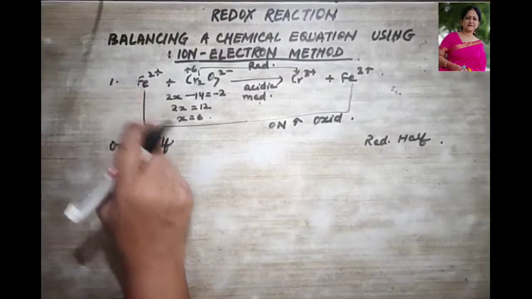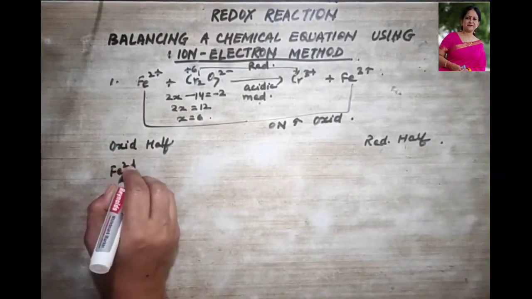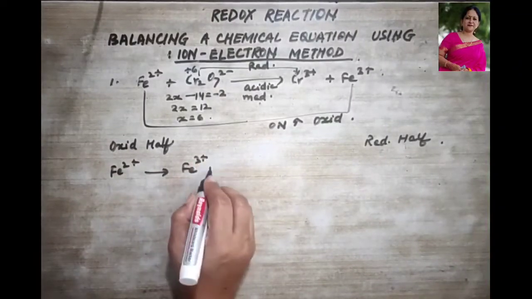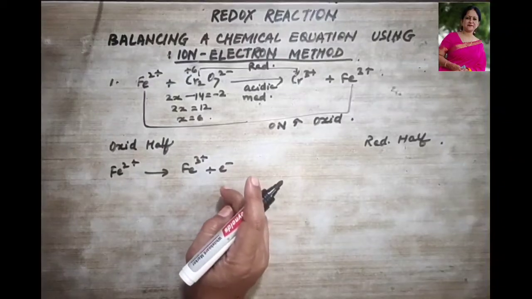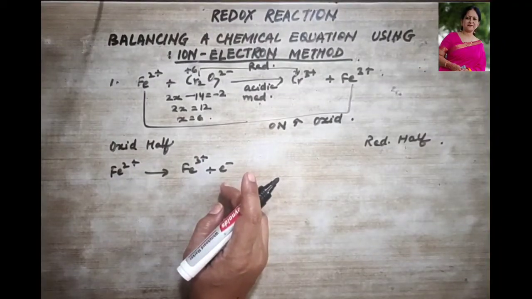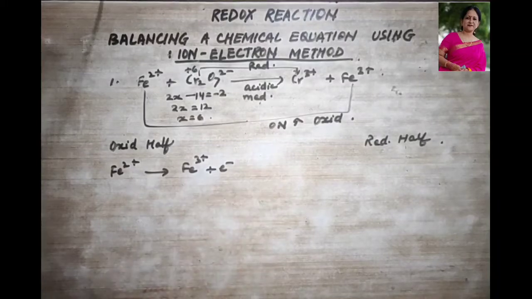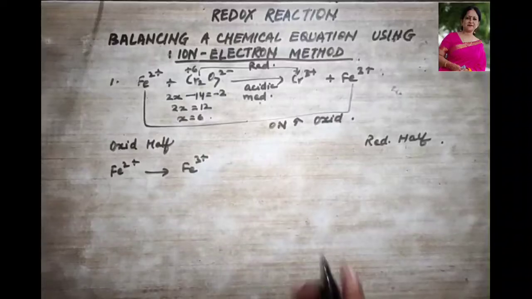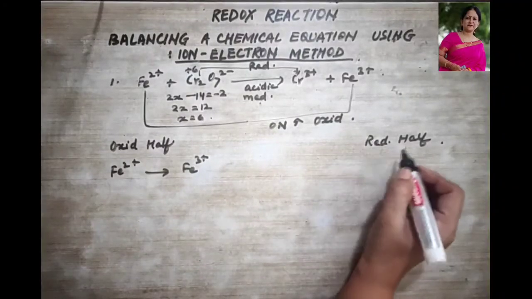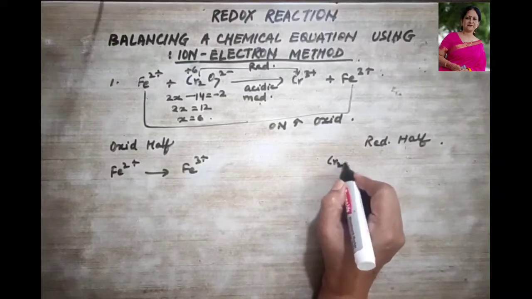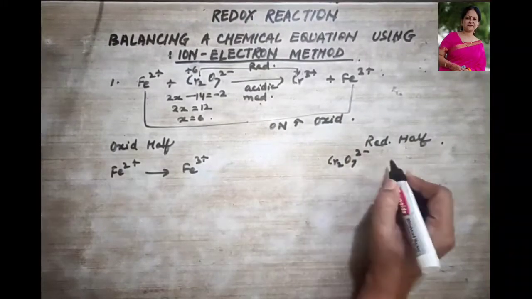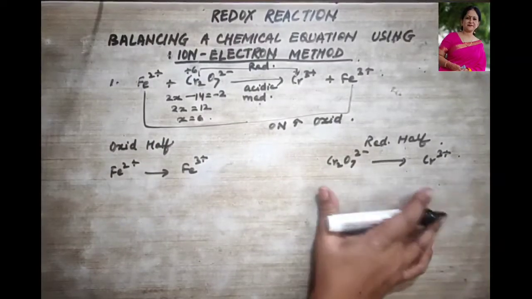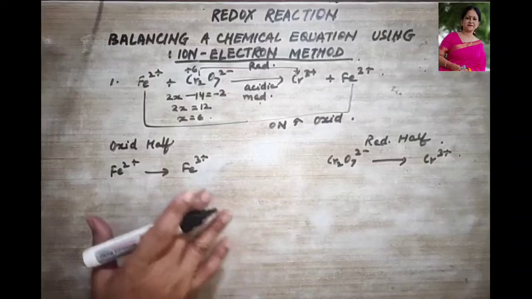Now, the oxidation half is what? Fe2+ gives Fe3+. And now let us look at the reduction half. It is Cr2O7 2- going to give us chromium 3+. Is this point clear?